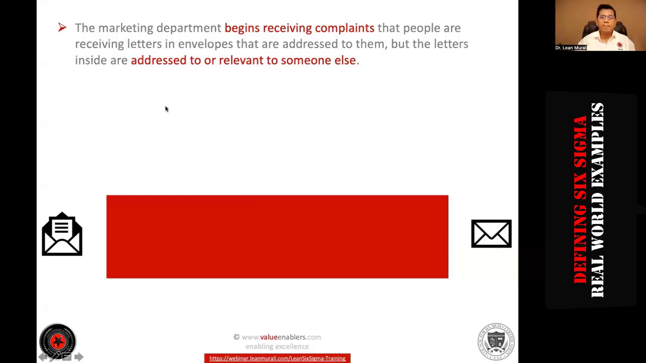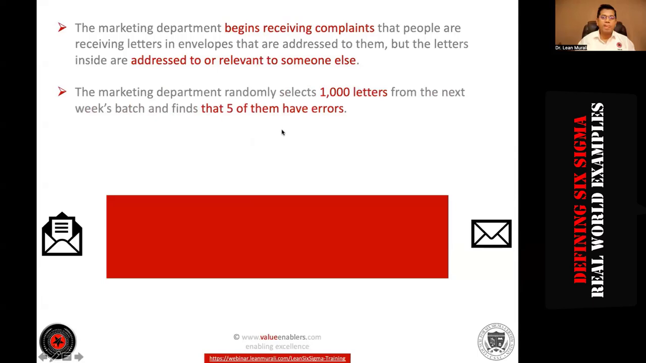Now, the marketing department begins receiving complaints that people are receiving letters in envelopes that are addressed to them, but the letter inside is addressed to or relevant to someone else. The outside cover address is correct, my address, but the inside letter is somebody else's letter. So the marketing department randomly selects 1,000 letters, 1,000 units, and they find that 5 of them have errors.